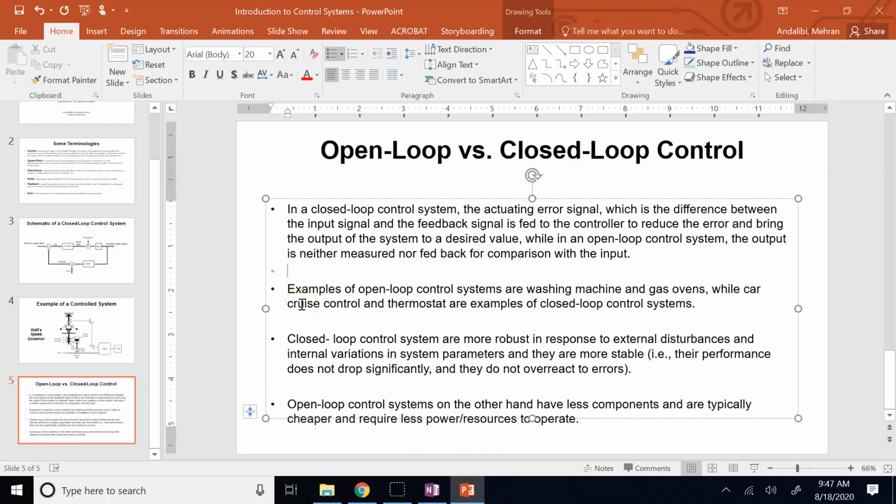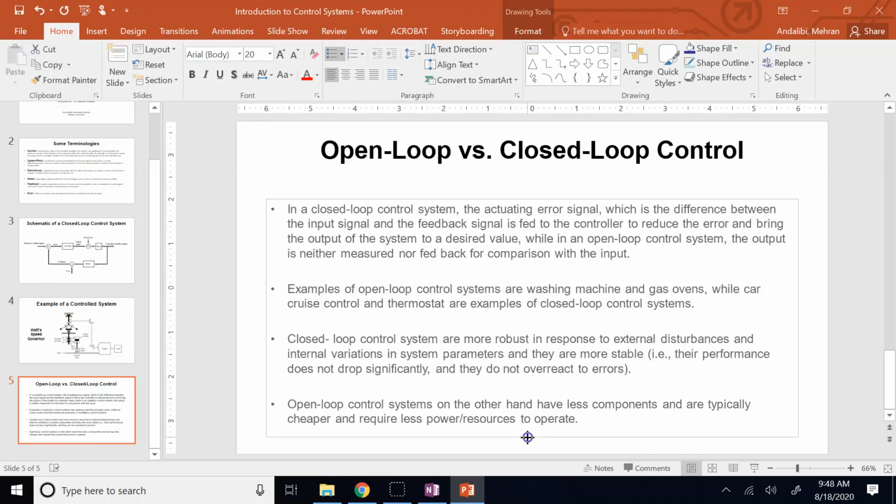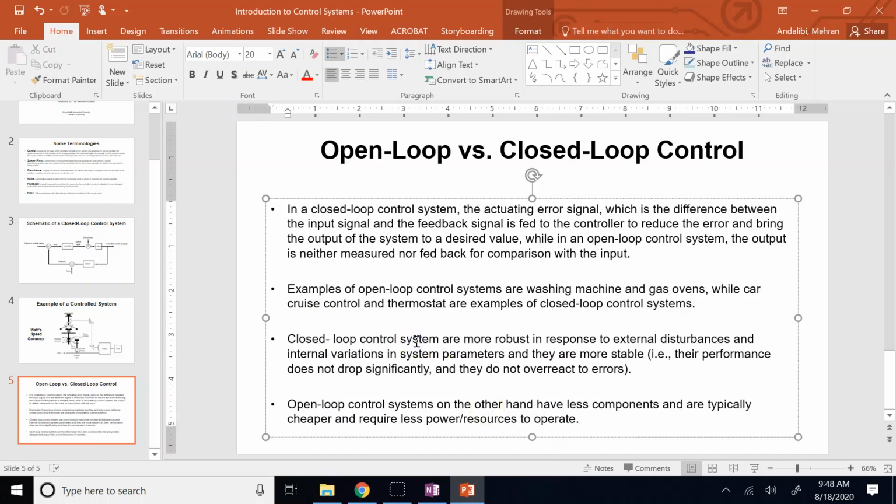So we have open loop and closed loop. And what's advantage or disadvantage of each one? So open loops are, as you can imagine, they are very sensitive. Okay, and they are not robust, which means their performance does not stay consistent. Why?